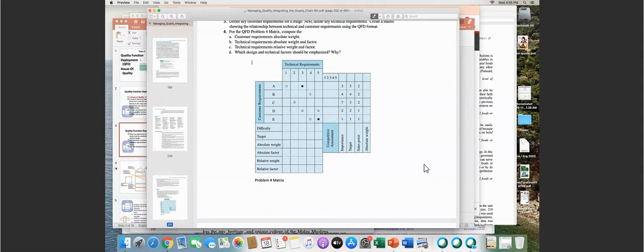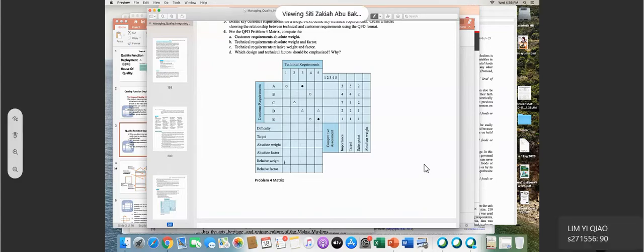That means you answered question 1 and question 2, question 3, part of question B and part of question C, right? So you must find the relative weight for the technical requirement. Okay, what is this? Relative weight. What value is that?